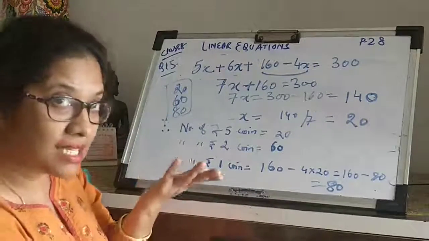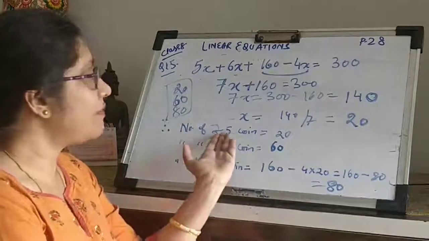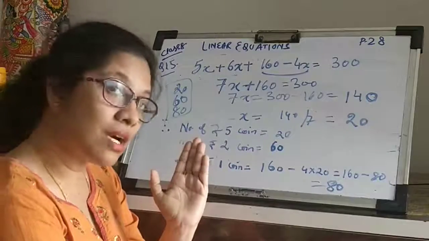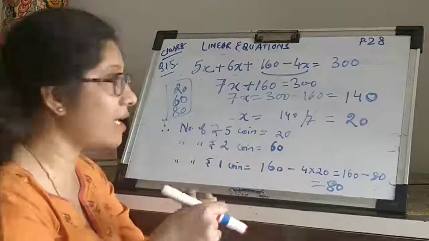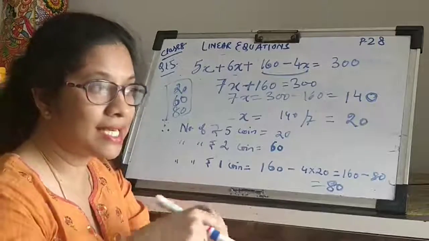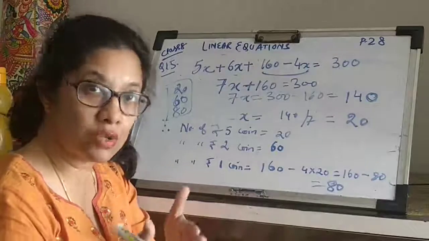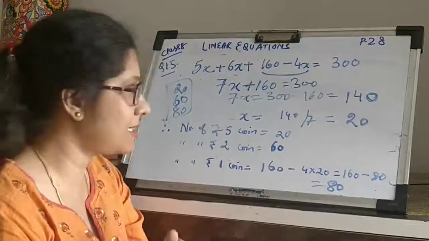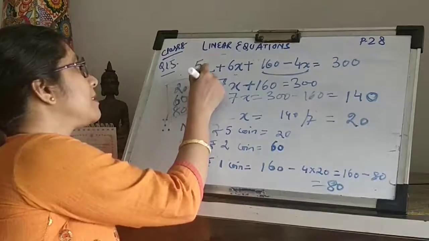For example, what am I saying here? 20. What is 20? 20 is the number of 5 rupee coins. So what will be the total amount if I count my rupees 5 coin, which is 20 in number? If I do it 20 times, it will be 20 into 5. That is 100 rupees. From here I get 100 rupees.